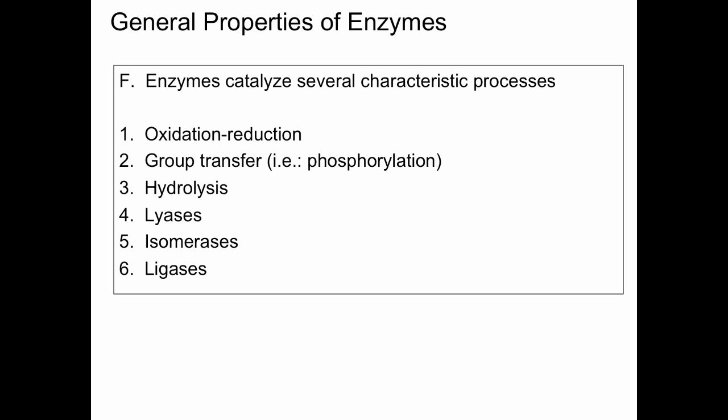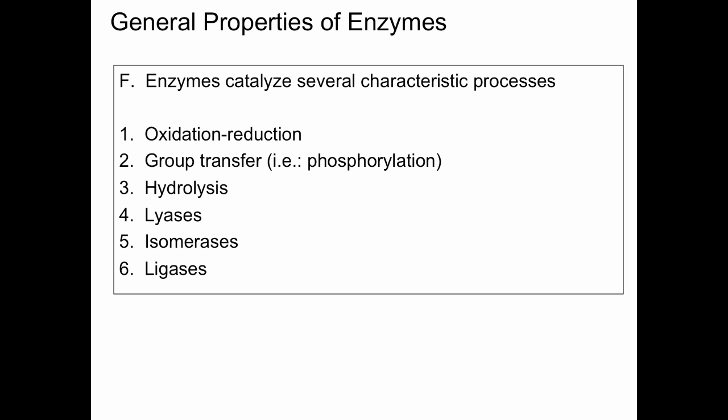These include oxidation-reduction reactions, for example lactate dehydrogenase, which converts lactate to pyruvate in glycolysis by adding a hydrogen ion. Remember, reduction is a gain of an electron and a proton, whereas oxidation is loss of an electron and a proton. Another type of reaction catalyzed by an enzyme is group transfer, such as phosphorylation. For example, phosphorylation by a kinase like ABL.